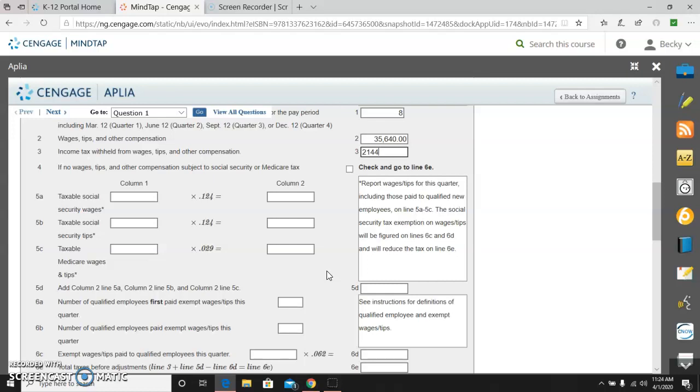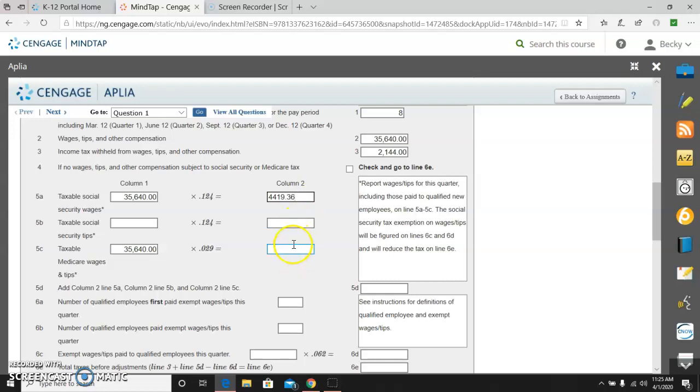Then we go to lines 5A, 5B, 5C. So our taxable Social Security wages, we're going to use that same number in both of these spots, our total earnings for the entire quarter. And we're going to multiply times these rates. And again, 12.4 represents the employee portion and the employer portion. And I would get 4419.36.